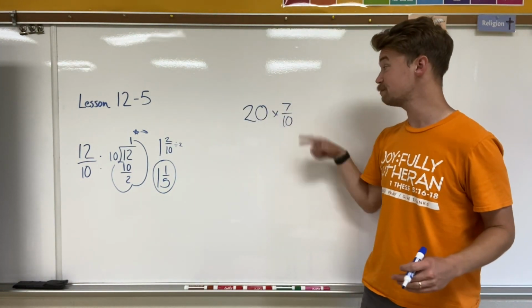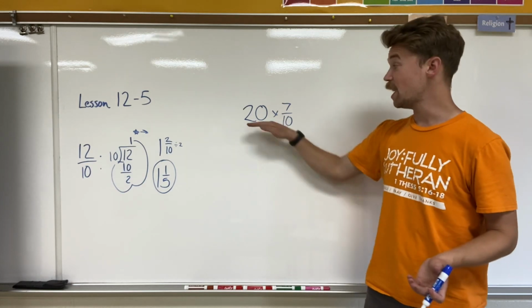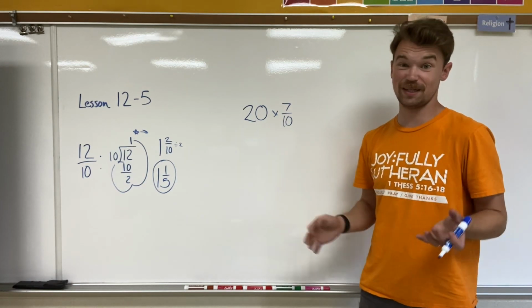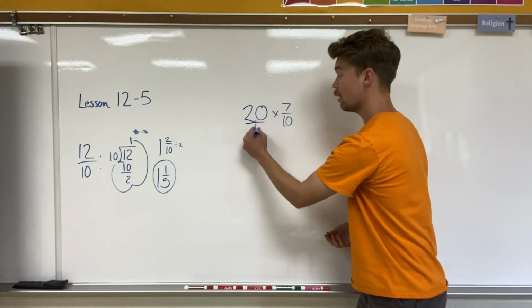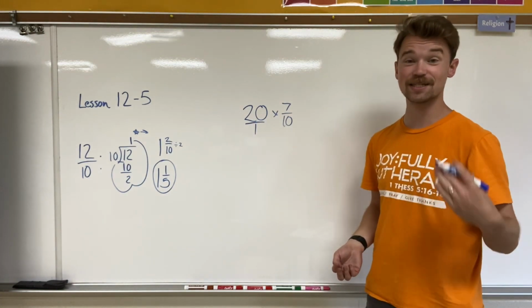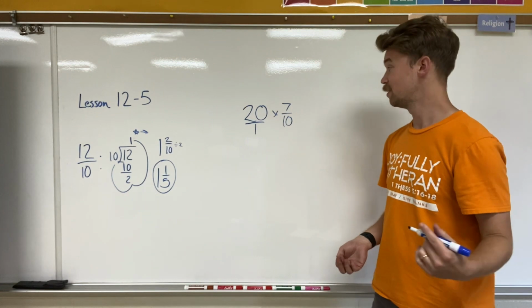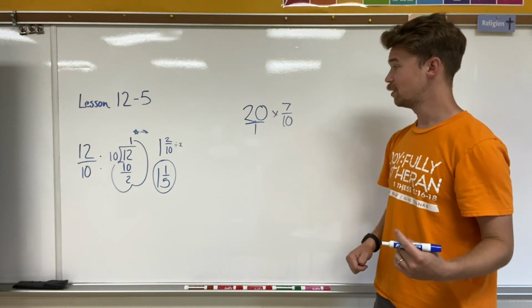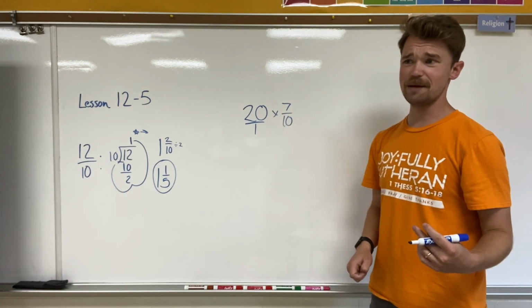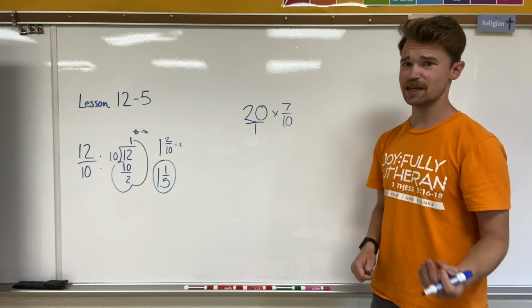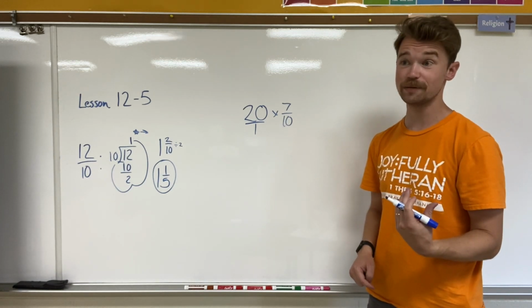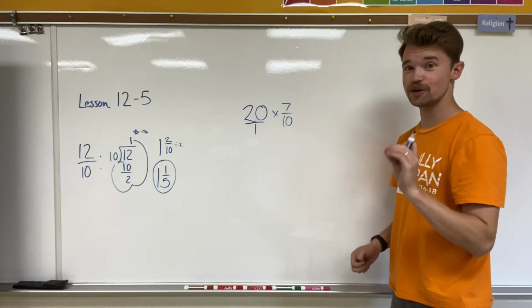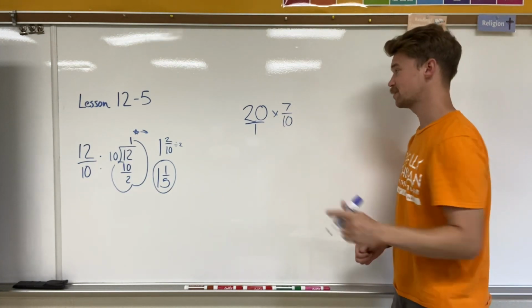I have 20 times 7 tenths. Any whole number that needs to be multiplied, we need to put over 1. So now I have 20 over 1. Again, it has the same value as 20. Now I can multiply straight across. It might be kind of daunting to take 20 times 7 and 1 times 10. We can do it, and we are going to do it, but I'll show you an easier way after this.